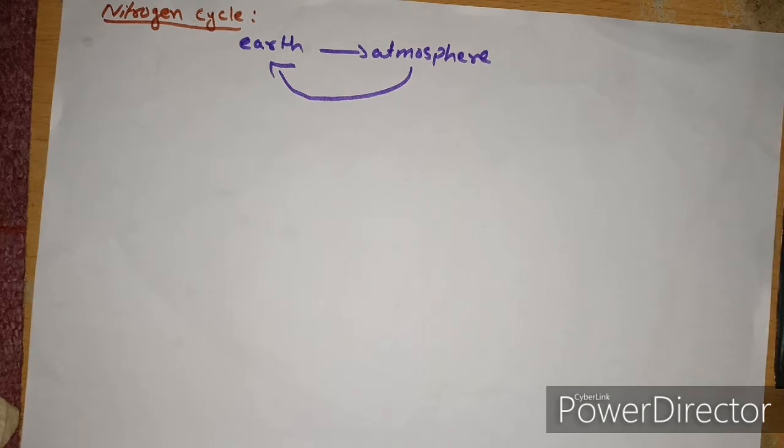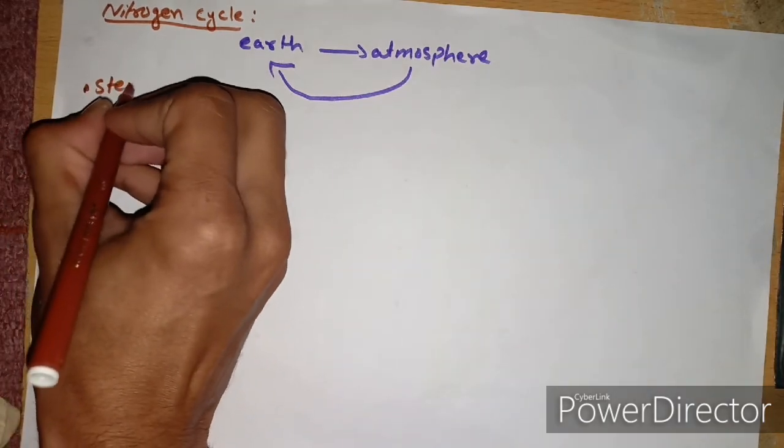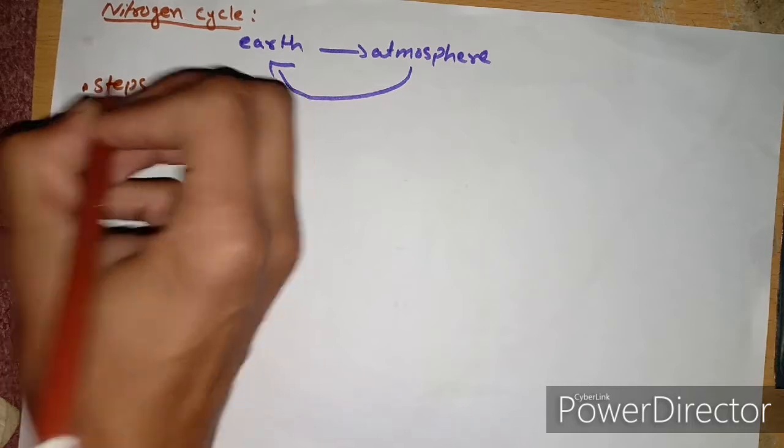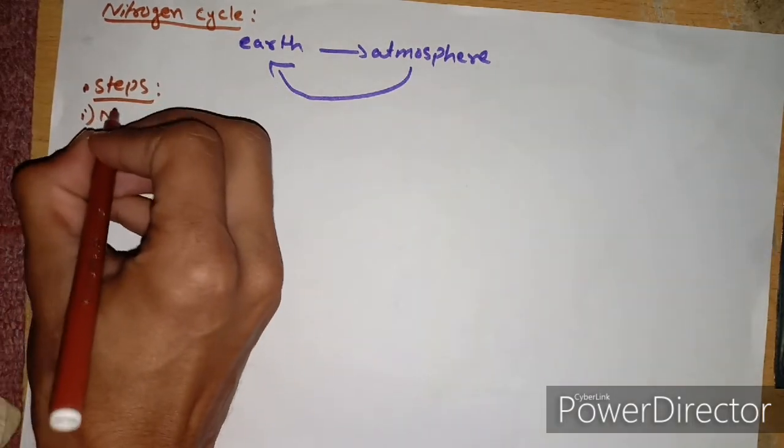It consists of a series of processes that convert nitrogen gas to organic substances, and these organic substances are turned back into nitrogen in nature. Actually, there are 4 steps in nitrogen cycle. First step is nitrogen fixation.